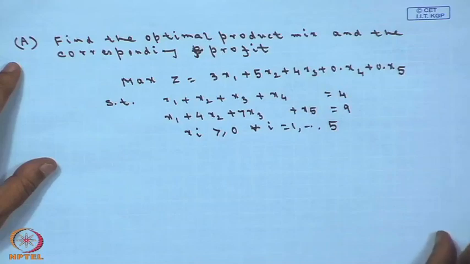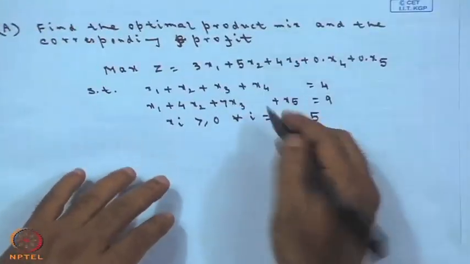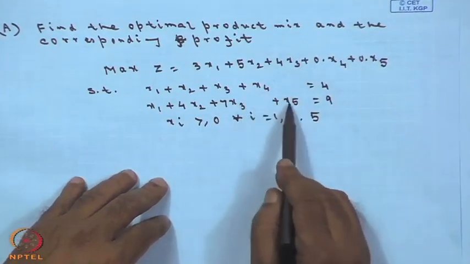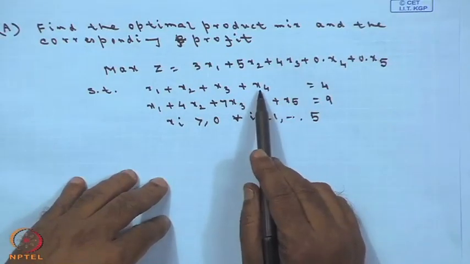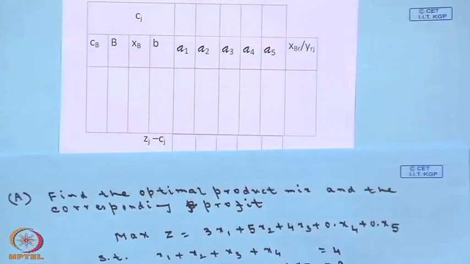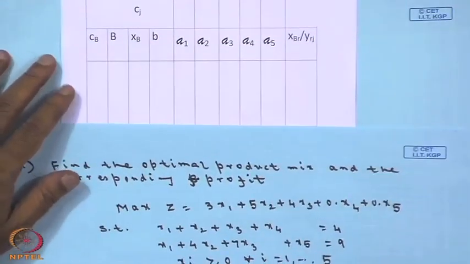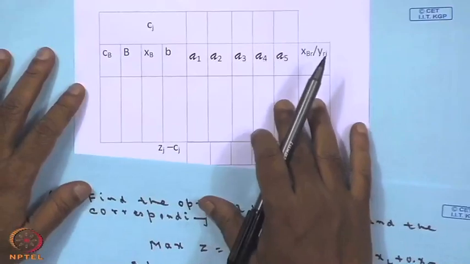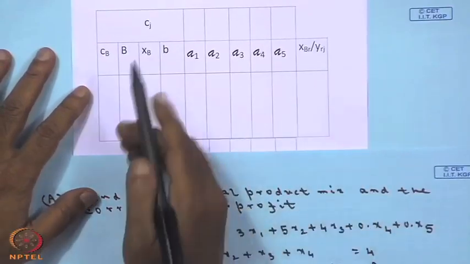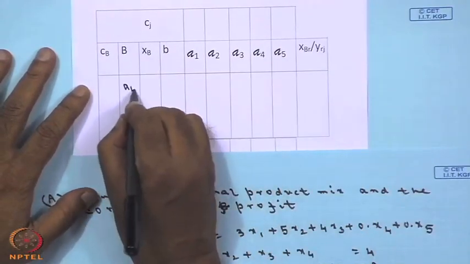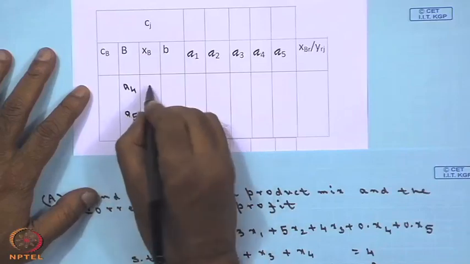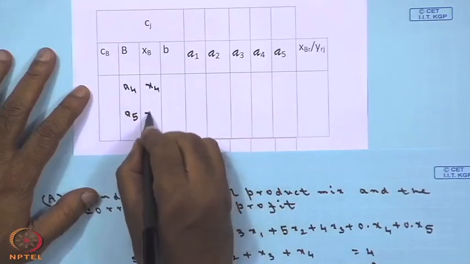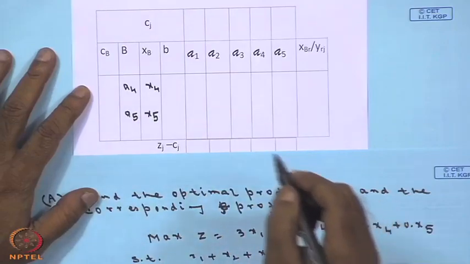So, using the normal simplex table, now let us find the solution of this. Obviously, I will form the initial simplex table. Here the vectors which will initially be in the basis are A4 and A5, so x4 and x5 will be coming.